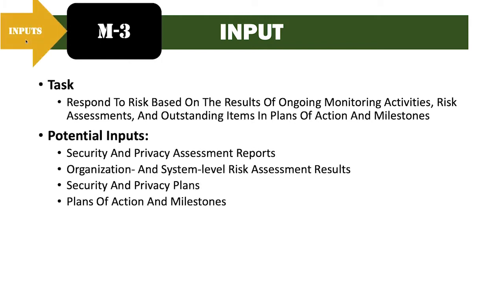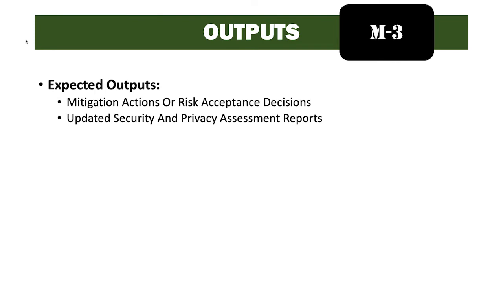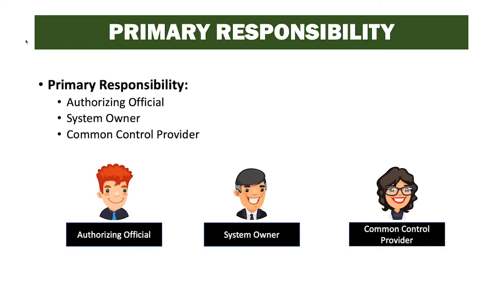Potential inputs to this task include the security and privacy assessment reports, the organization and system level assessment results, security and privacy plans, and the plan of action and milestones. Expected outputs from this task are mitigation actions or risk acceptance decisions, updated security and privacy assessment reports. Primary responsibility for this task is the authorizing official, the system owner, and the common control provider.